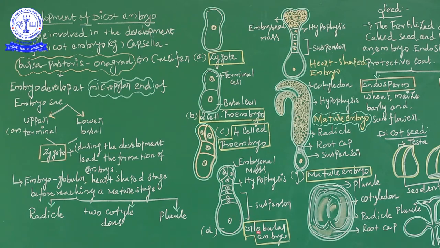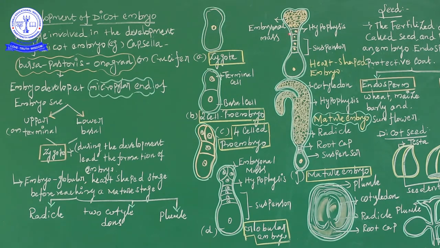That is called the globular embryo shape. And then naturally, somebody is saying that it is heart shaped. That structure is called the heart shaped. It is easily seen in the Asteraceae family, for example Tridax procumbens. The Tamil name is Thatha Thalai.